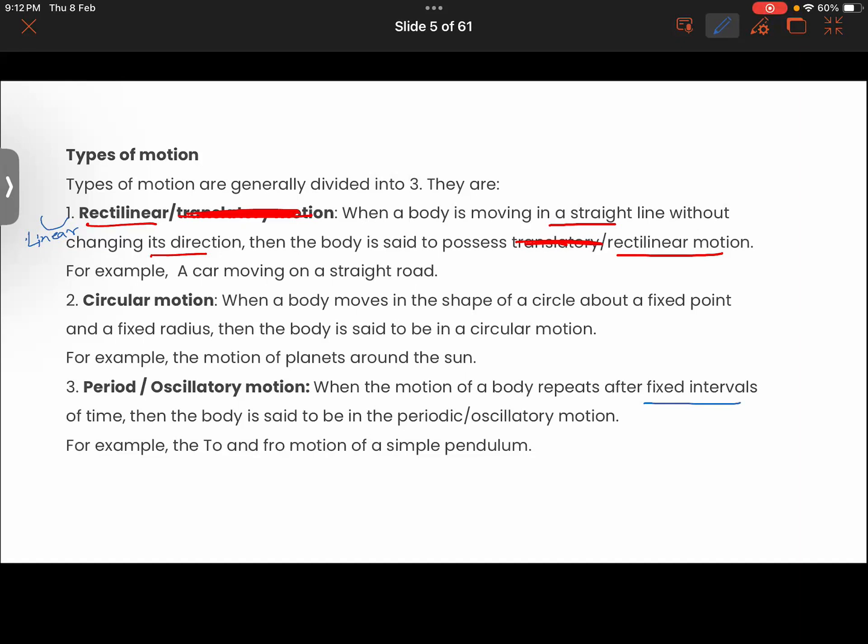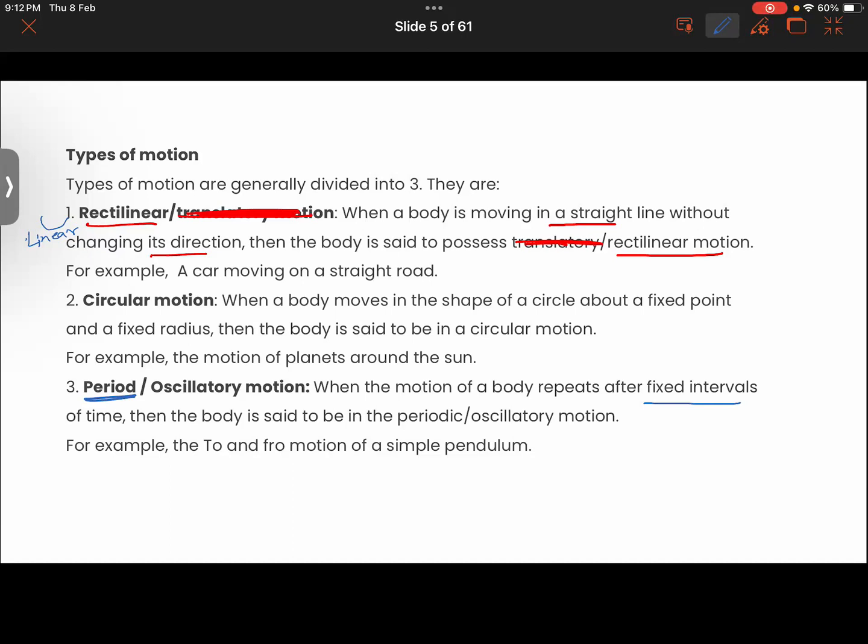The school bell. Yes, sir. Okay. That can also be taken as an example. Basically, alarm bell can also be taken. Now, do we have other examples? Give some other examples of it.